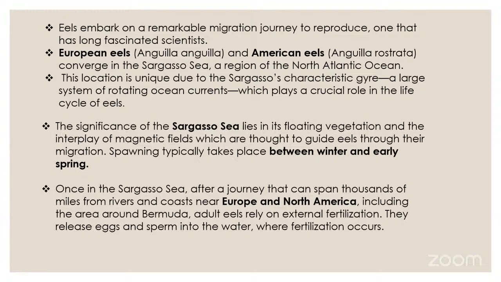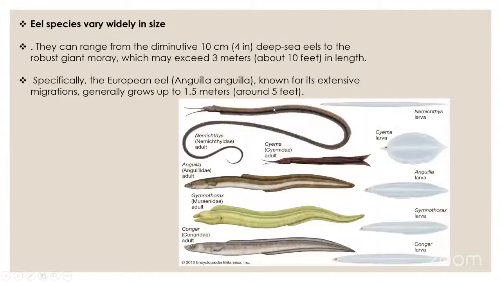Once in the Sargasso Sea, after a journey that can span thousands of miles from rivers and coasts near Europe and North America, including the area around Bermuda, adult eels rely on external fertilization. They release eggs and sperms into the water where fertilization occurs.